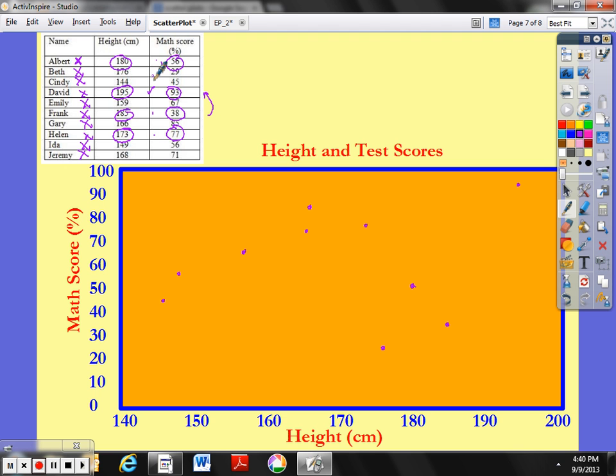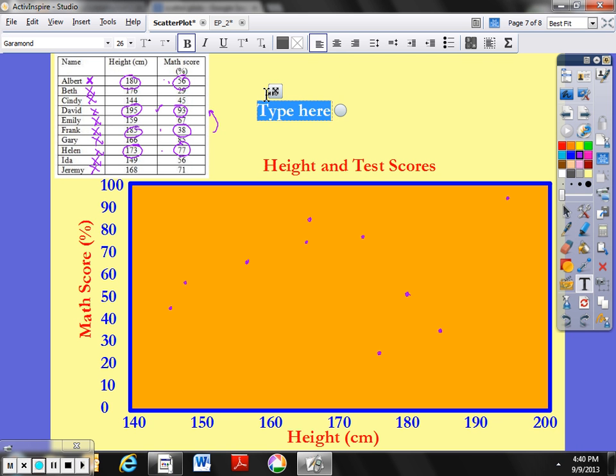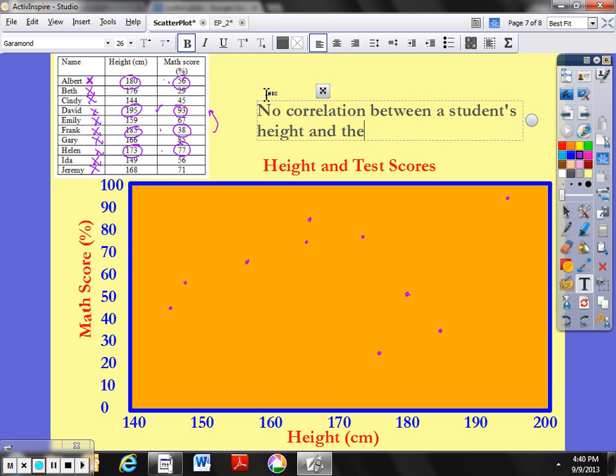There is really no correlation at all, so I would state that no correlation exists between how tall you are and how well you will perform on an assessment. So for this scatter plot, there is no correlation between a student's height and their math score.